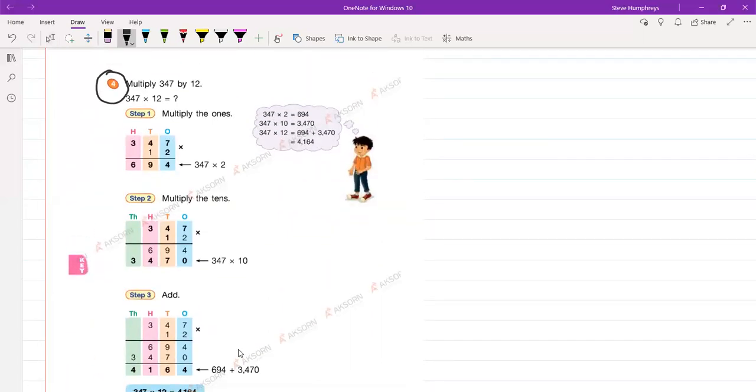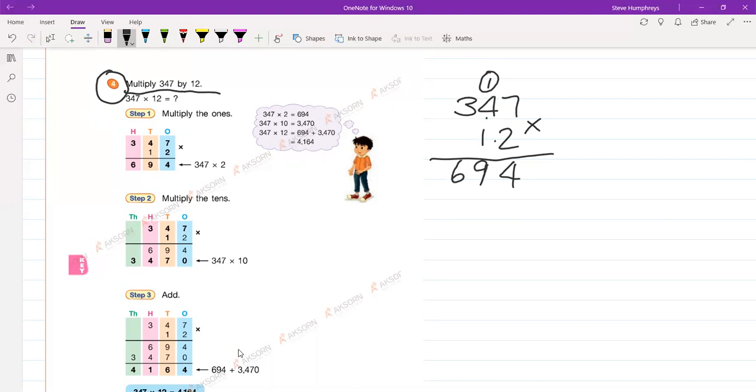It says multiply 347 times 12. 347 multiplied by 12. Same method. You're going to have to carry some numbers, rename or regroup. 2 times 7 is 14. 4 down, carry 1. 2 times 4 is 8, plus 1 is 9. 2 times 3 is 6.